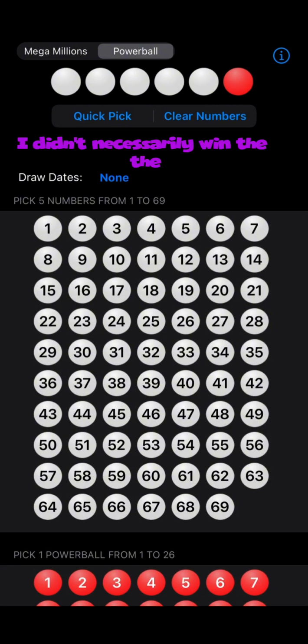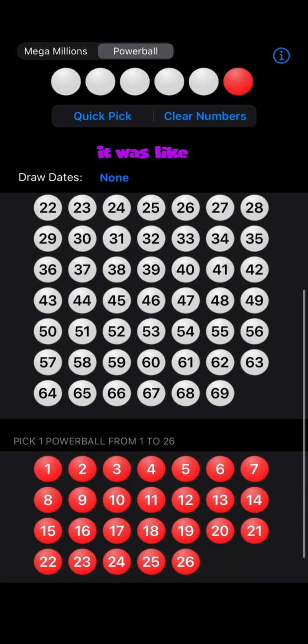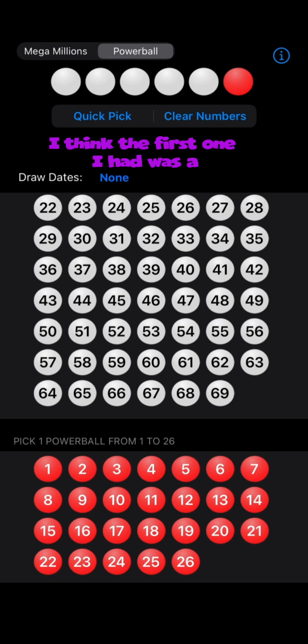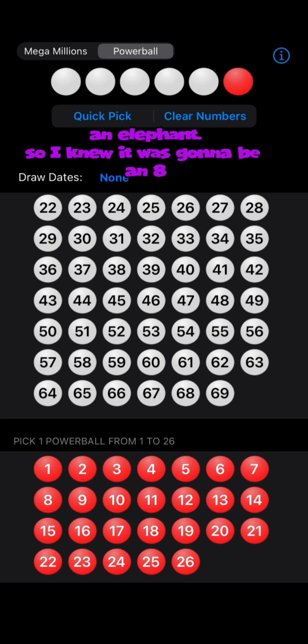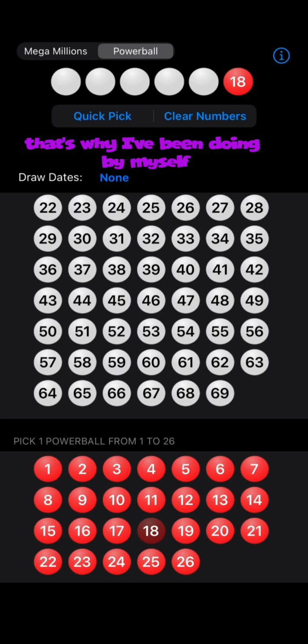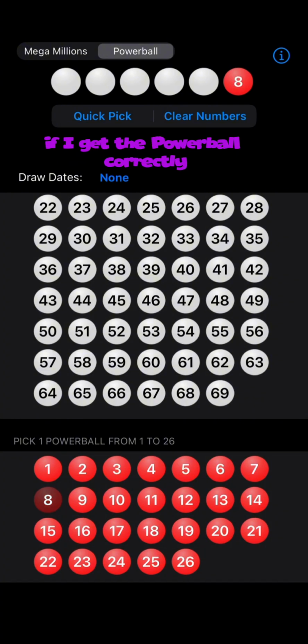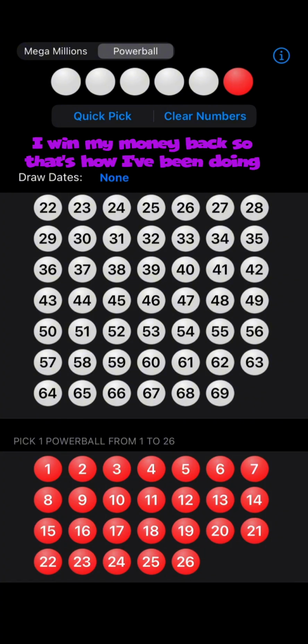No, I didn't necessarily hit the Powerball, because say the first one I had was like an elephant. So I knew it was gonna be an 8 or 18, like that. And I actually won. So if you get the Powerball, that's what I've been doing by myself. I know I picked that 12th digit. I get that 8. I know if I get the 18, if I get the Powerball correctly, I win my money back. So that's how I've been doing this.